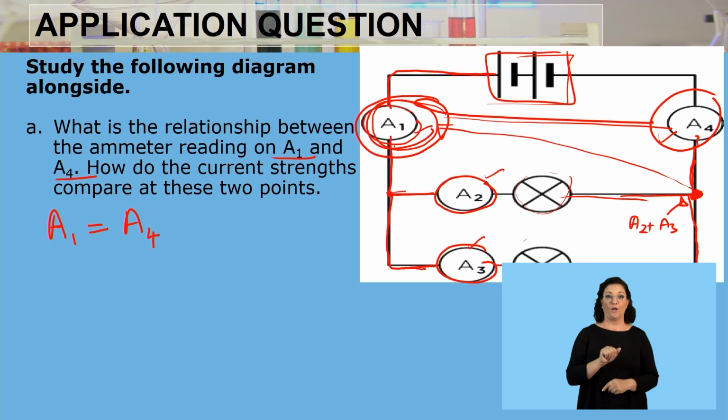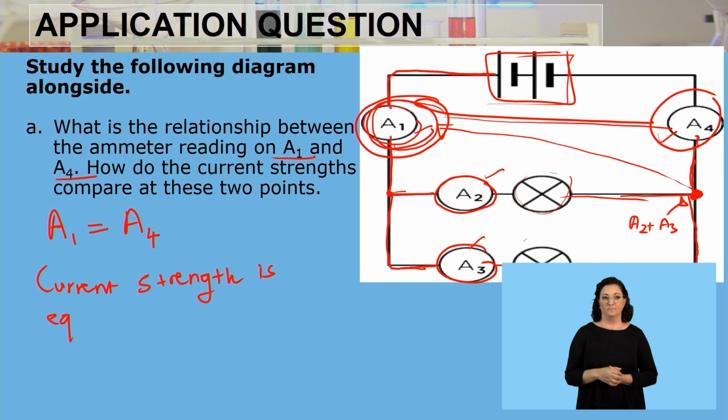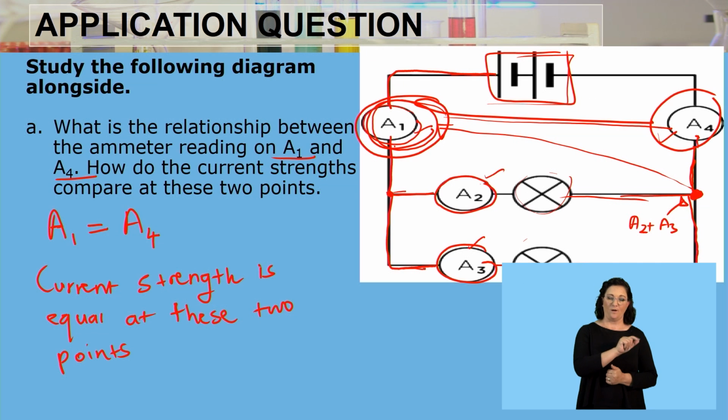So how does the current strength compare at these 2 points? The current strength is equal at these 2 points. So A1 is equal to A4. Next question.